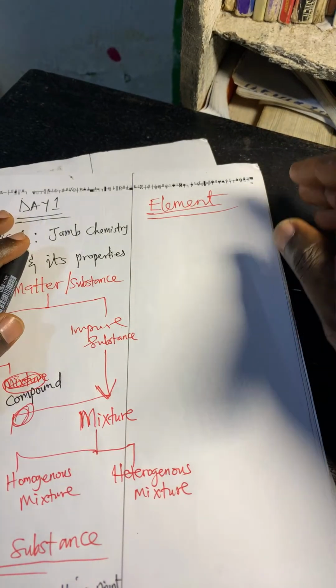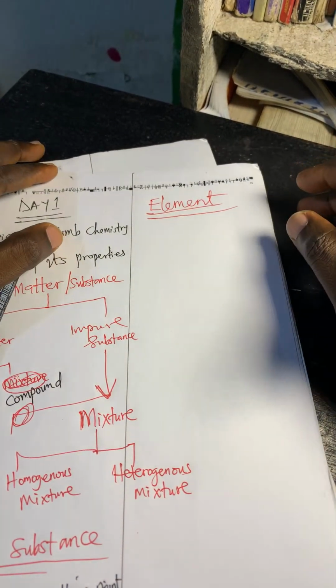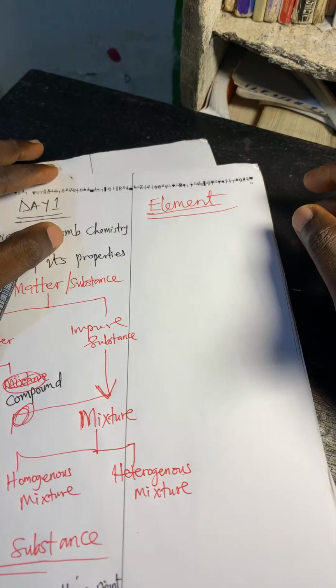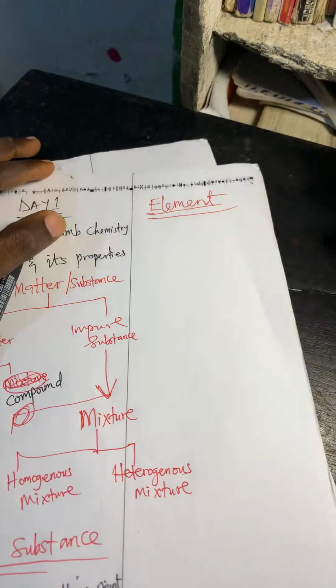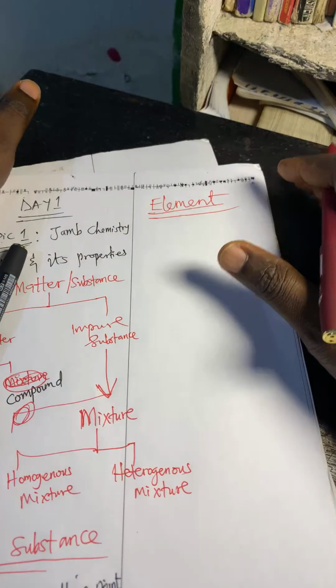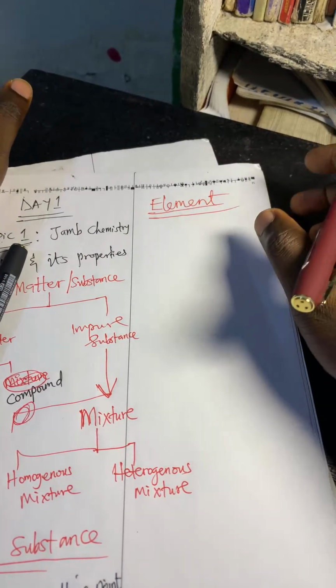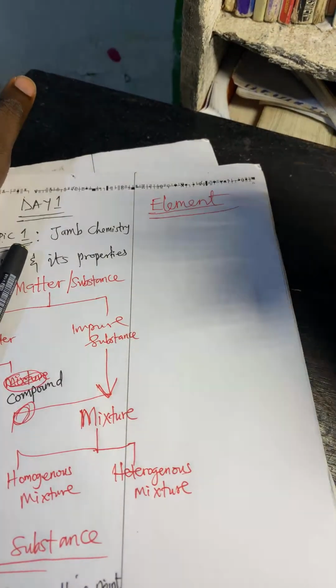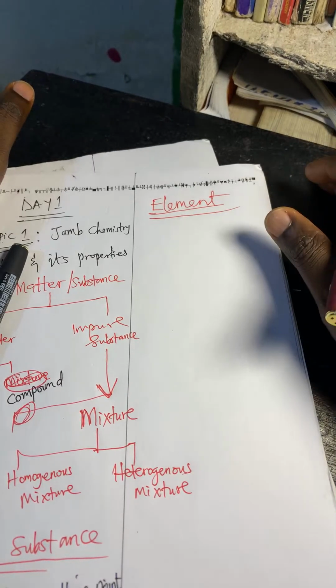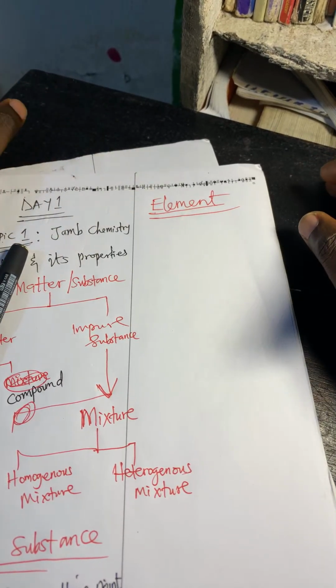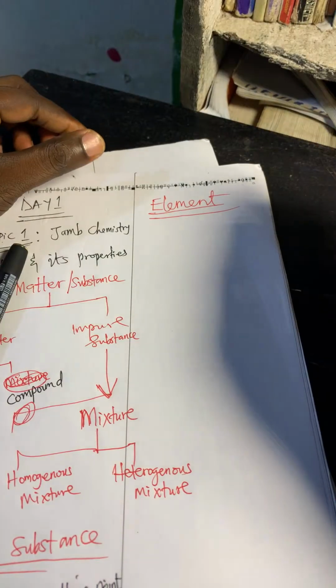All elements can be grouped in the form of a periodic table, periodic chart. Of course, there are types of elements, and when we go to the periodic table, we'll talk about that. The reactive metals, transition metals, lanthanides and actinides, then we have pure metals, non-metals, and noble gases. So that is it. So let's go straight to the compound.